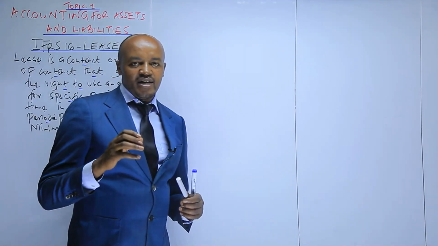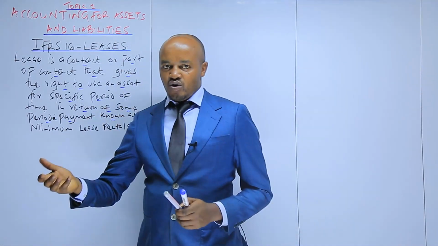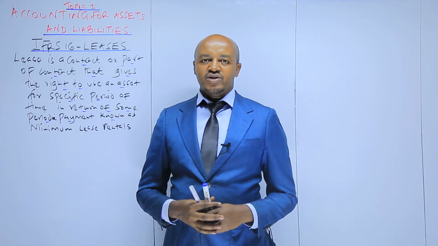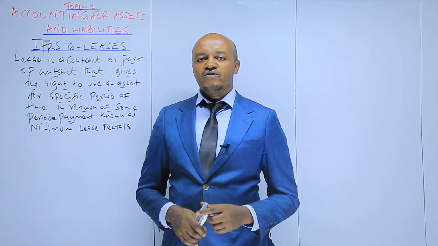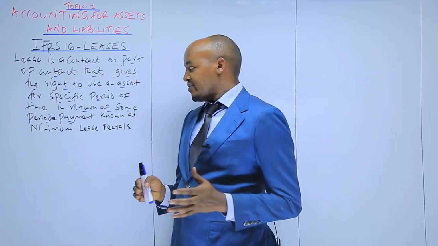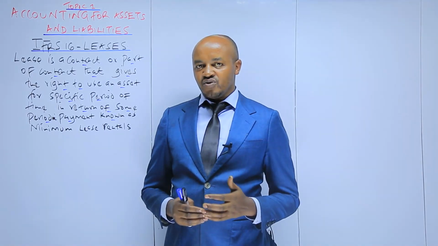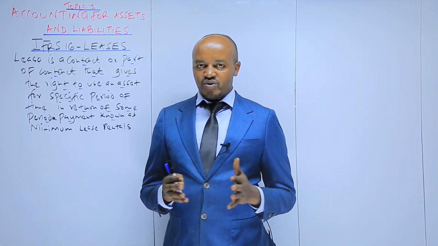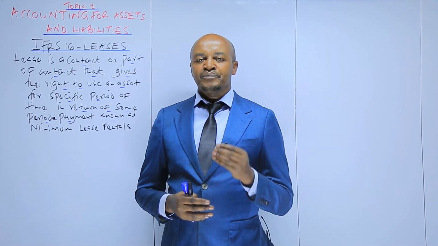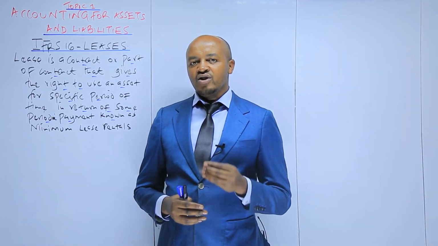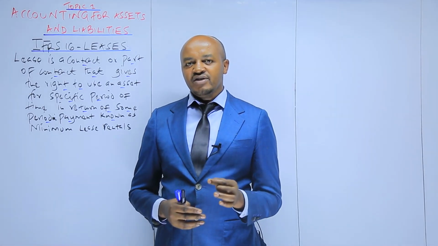So it is that particular contract whereby the owner of the asset gives the right to another person to use an asset for a given period of time in return for some periodical payment. Those periodical payments we refer to as the minimum lease rentals. In very simple terms, when we talk about the minimum lease rentals, we are talking of the rent which is supposed to be paid to the person who has been given the right to use an asset for a specific period of time.